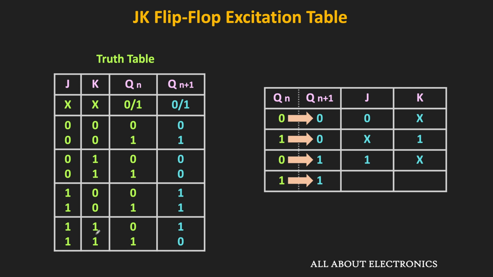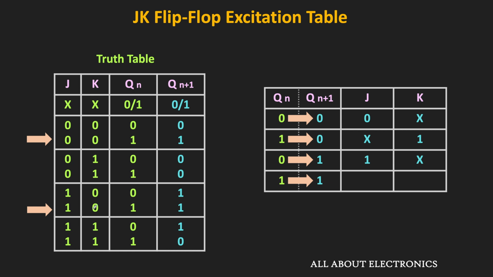Similarly, let us take the last case. In this condition, Qn is currently 1, and in the next state also, we want this Qn plus 1 to be equal to 1. So it will occur for these two input combinations. As you can see, when both J and K inputs are 0, then the flip-flop will retain its current state. That means currently, if this Qn is 1, then in the next state also it will remain 1.